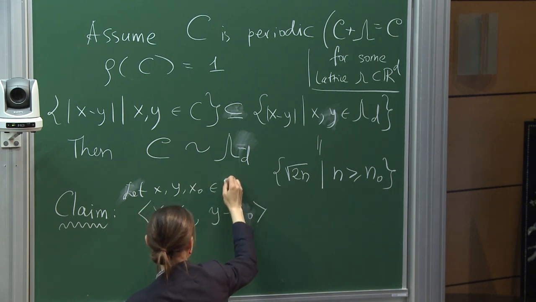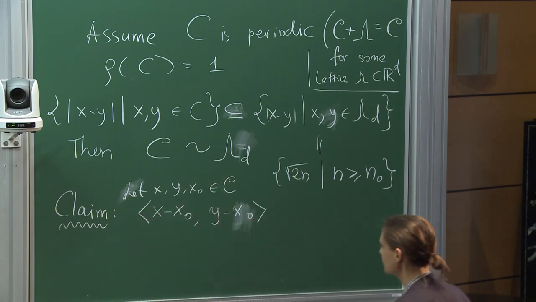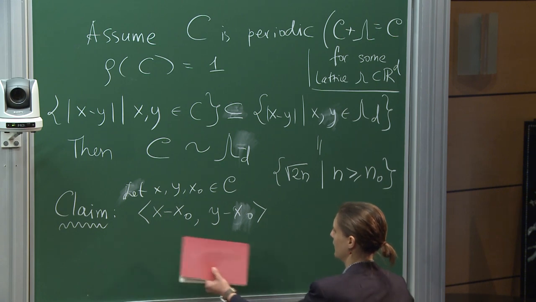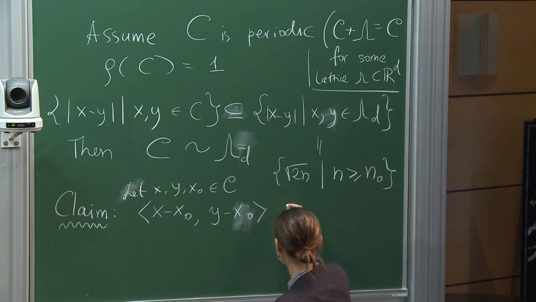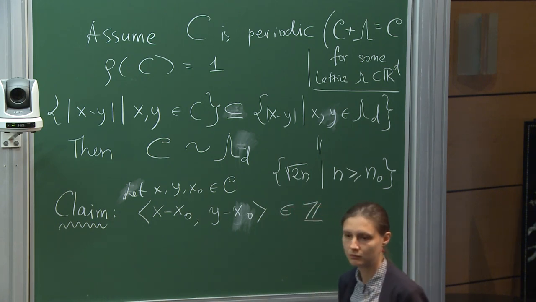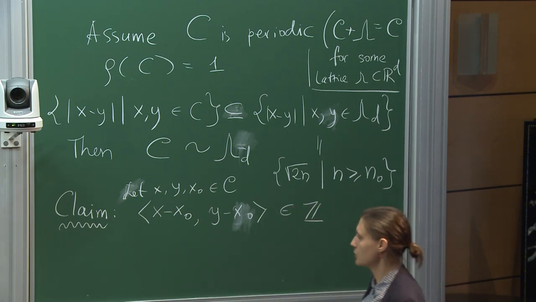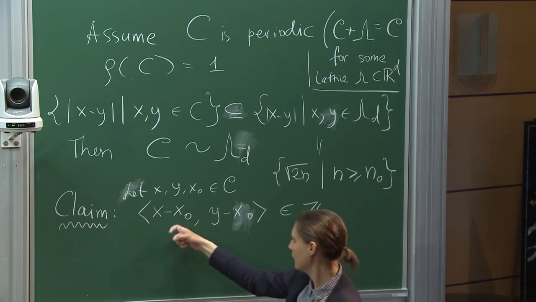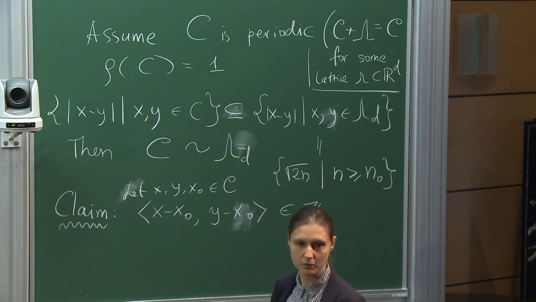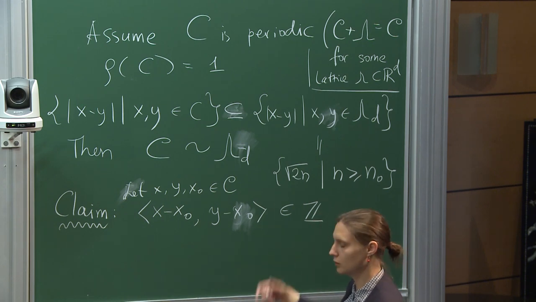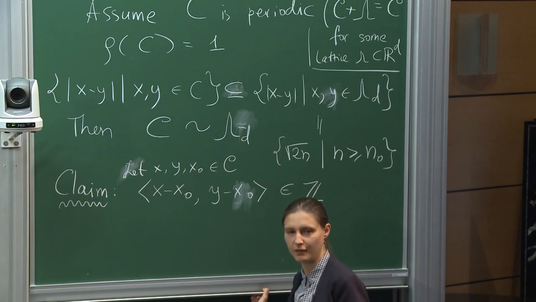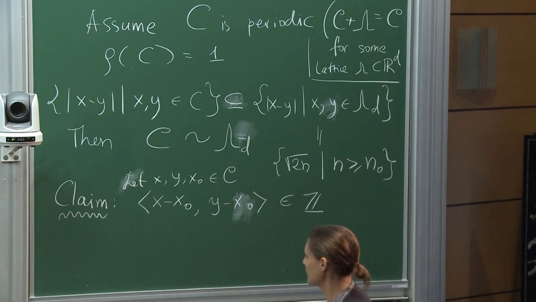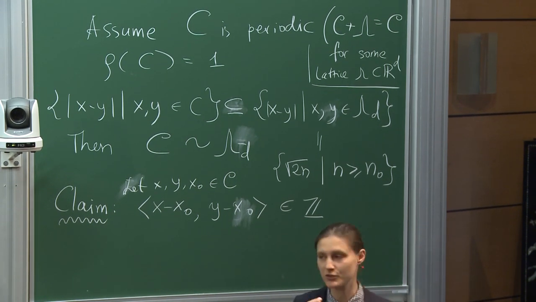If these are elements of C, then we know that the scalar product like this always has to be an integer, just because if we know the distances between points, then we also know the scalar products between them. And this is the usual, I forgot the name of the formula which expresses... Polarization. Oh yeah, the polarization formula, right.